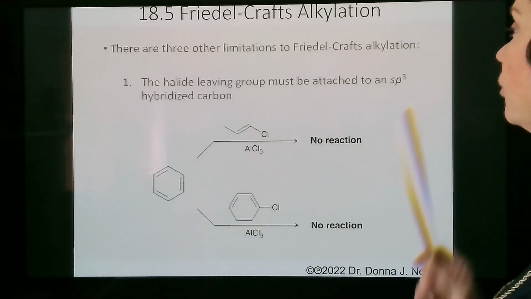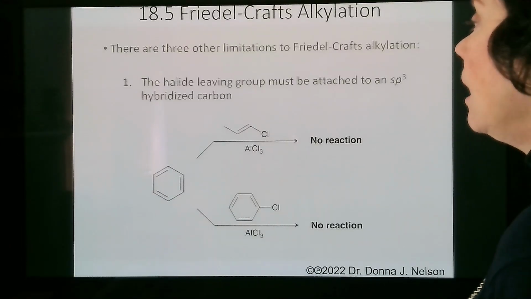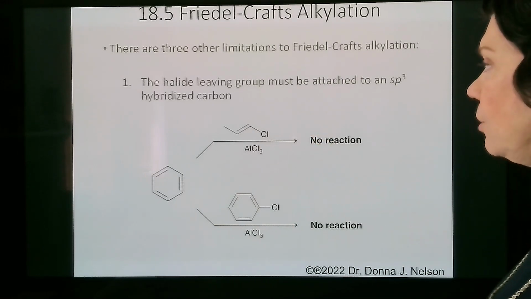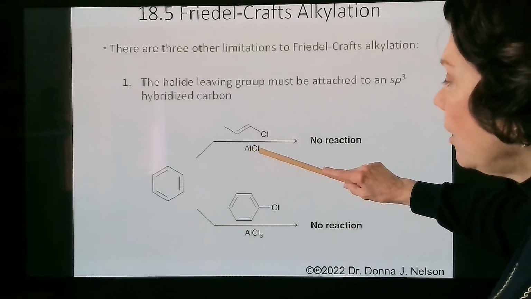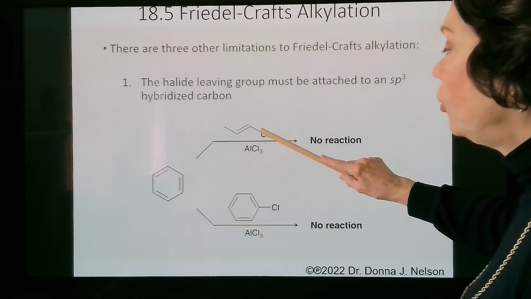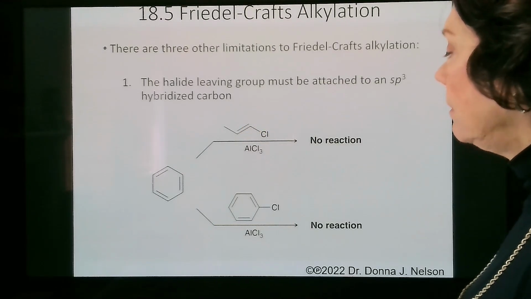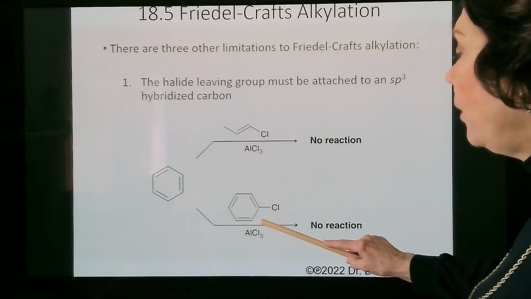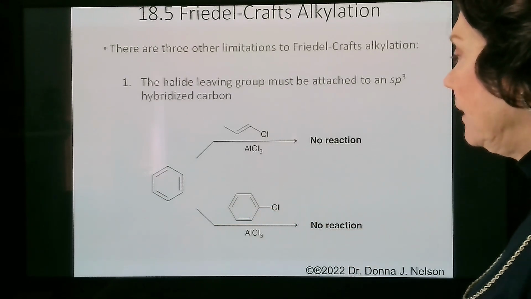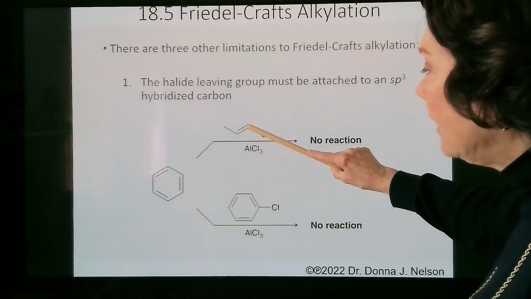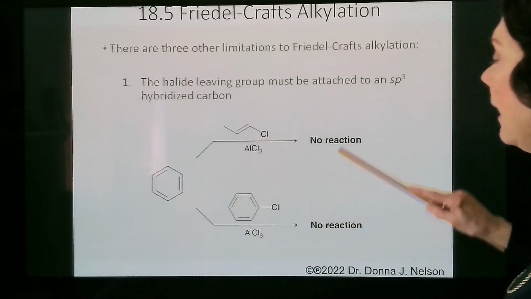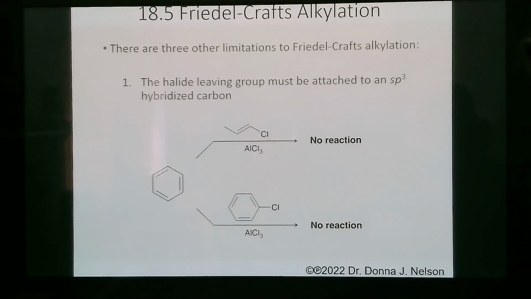Okay, 3 other limitations to Friedel-Crafts alkylation. The halide leaving group must not be attached to an sp2 hybridized carbon because the aluminum trichloride will not catalyze a reaction with this vinyl chloride. And it will not catalyze the reaction using chlorobenzene. So in each case here, the chlorine is attached to an sp2 hybridized carbon, and in each case, there is no reaction observed.